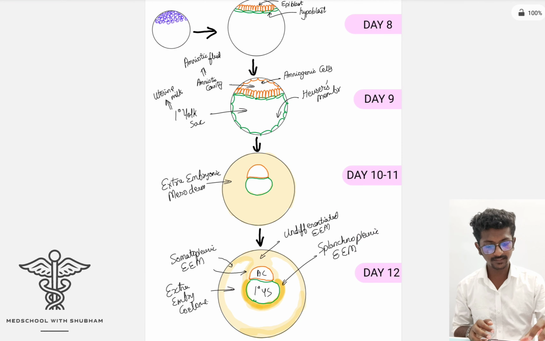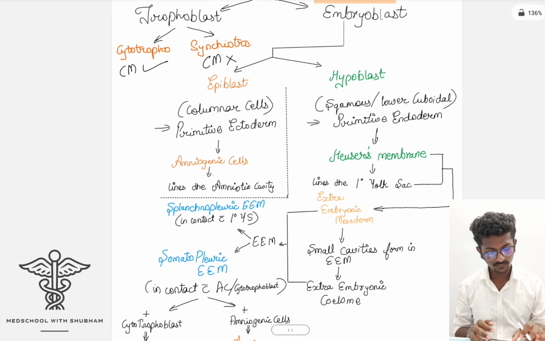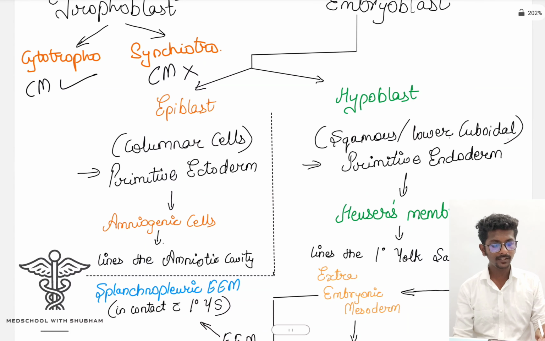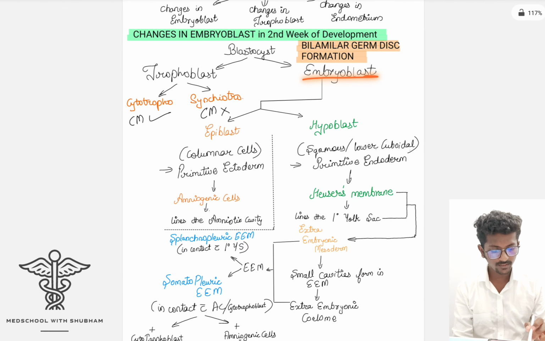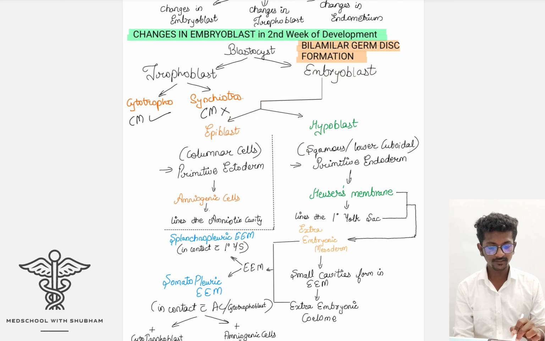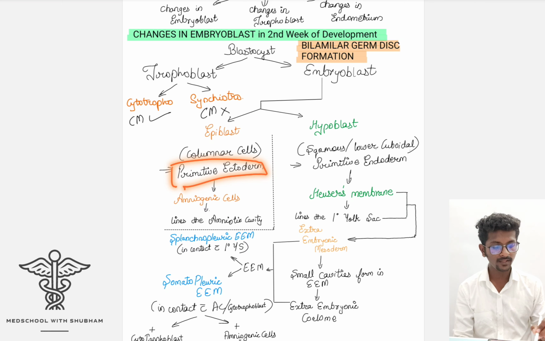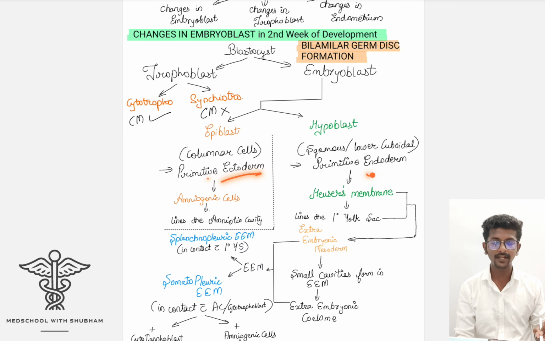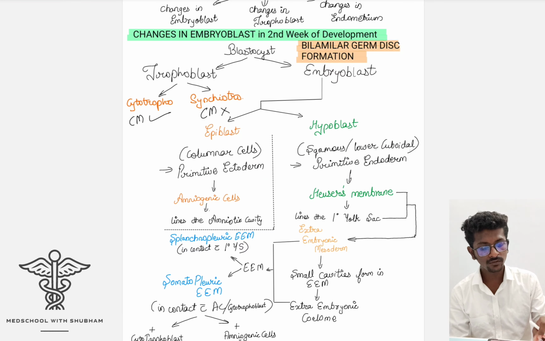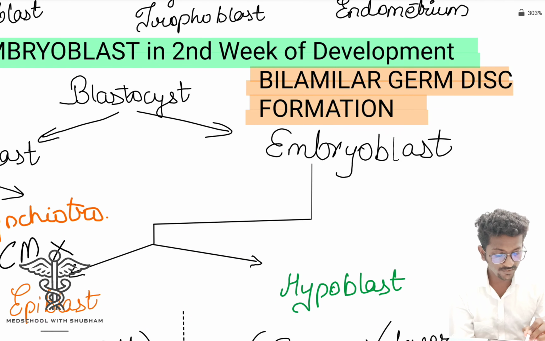Let me revise everything once again in this manner. Okay. So this was the epiblast. This is the embryoblast. Embryoblast gave rise to two cell layers, the epiblast and the hypoblast. The epiblast were columnar cells, hypoblast were squamous or cuboidal-like cells, lower cuboidal-like cells. Epiblast is also known as the primitive ectoderm, and hypoblast is also called the primitive endoderm. Both of these are germ layers. Therefore, we call the second week of development the week of the bilaminar germ disc formation.